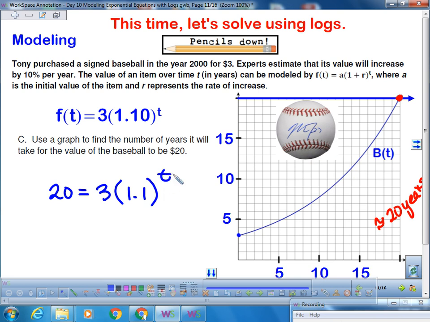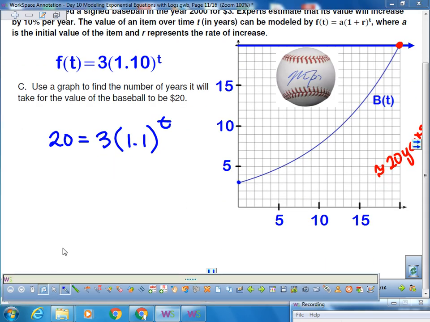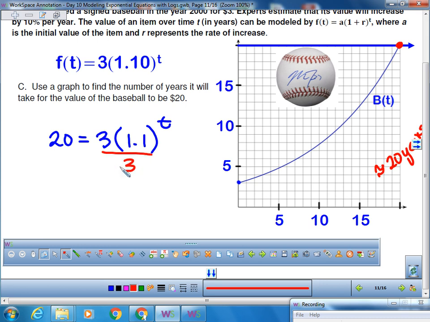Correct? What would you do first? Bryce, what would you do first? Divide what? By what? I'm just going to get rid of my 3. Okay? So I'm going to divide both sides by 3. Do you see how once I set this up, it's exactly like last night's homework? It's the same thing. We're going to do the same thing today.